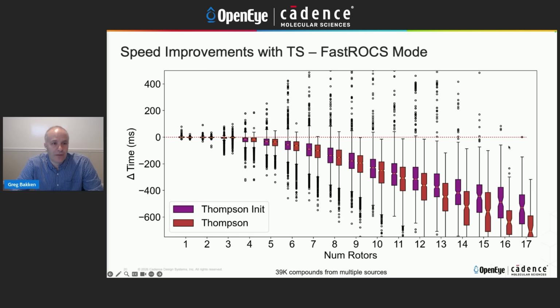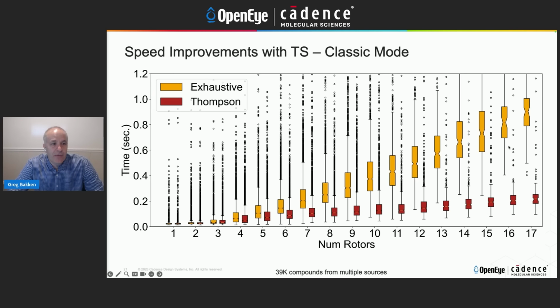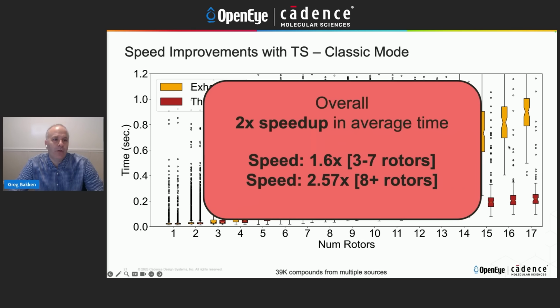And so now the question is, does this optimized version work well in classic mode? And we can see here that it actually does work quite well in classic mode as well. So we see a much more consistent decrease in time as we look across number of rotatable bonds. And as we get to the larger number of rotors, we see that our time windows for ensemble generation are staying nice and tight. And overall, we see in classic mode about a 2x speed up here.